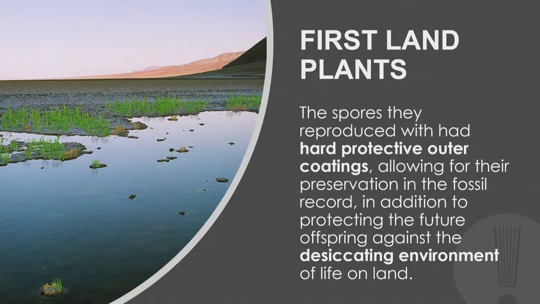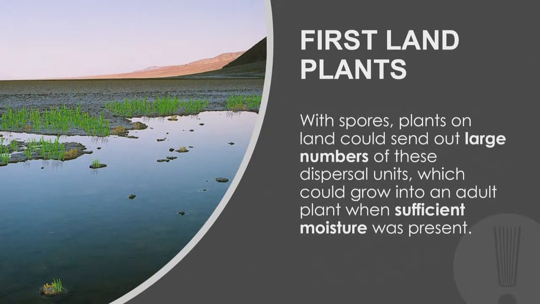That was an evolutionary trait that life forms had to develop as they moved from the ocean to land: how do you deal with that dry environment? With spores, plants on land could send out large numbers of these dispersal units, which would grow into an adult plant whenever sufficient moisture was present. A lot of those spores landed in dry areas and weren't able to reproduce, but the ones that landed in moist areas were able to grow into new land plants. So in this time, plants still have to stay pretty close to water. They're not able to get too far away from water.